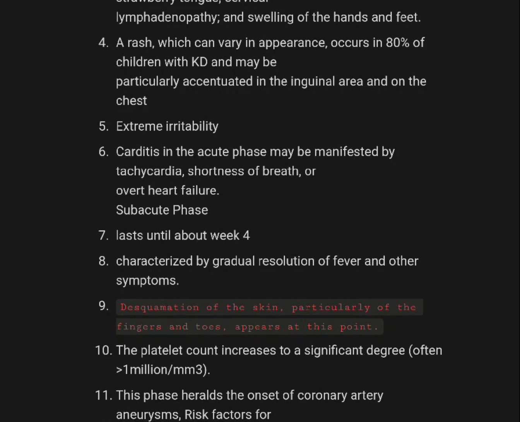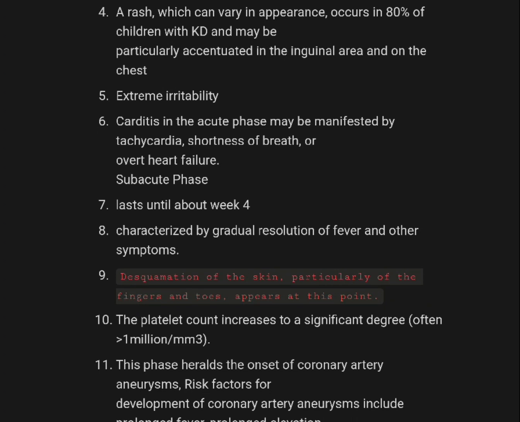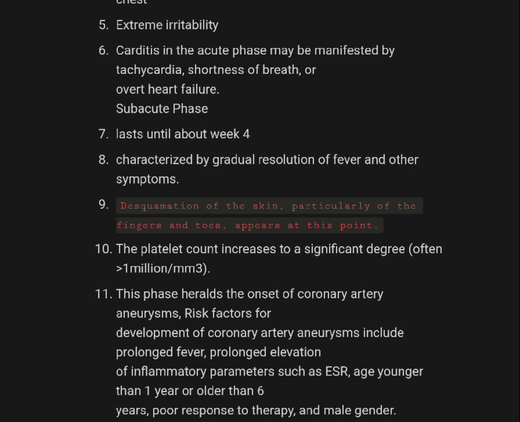Extreme irritability and carditis in the acute phase may be manifested by tachycardia, shortness of breath, or overt heart failure. The subacute phase lasts until about week 4, characterized by gradual resolution of fever and other symptoms. Desquamation of the skin, particularly of the fingers and toes, appears at this point.